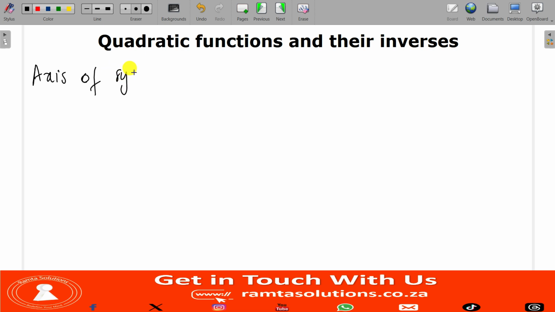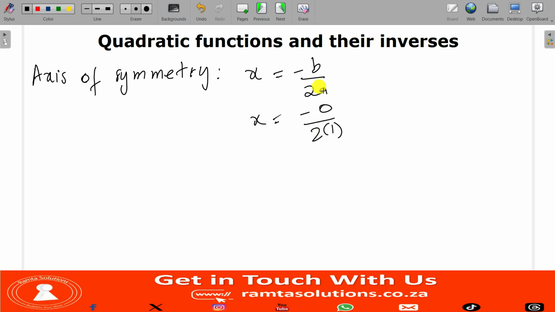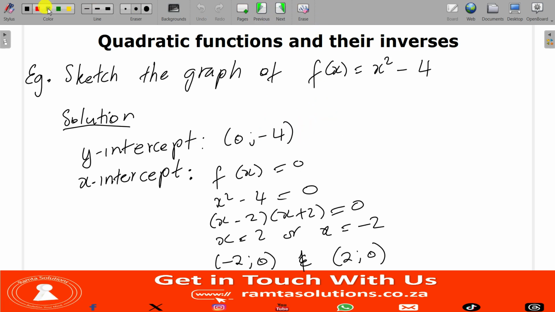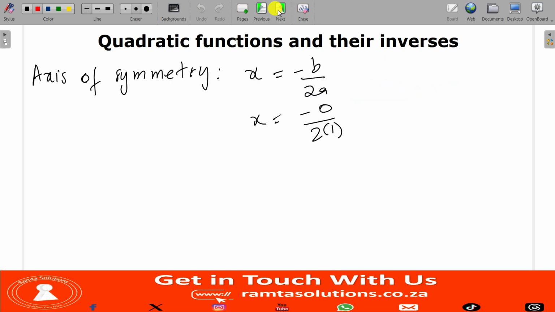Moving on, the axis of symmetry here will be 0, but I will show you. The axis of symmetry, remember we said it has the form x equals negative b over 2a. What is the value of b? It's 0. What is the value of a? It's 1. Let me remind you, just to highlight, a here is 1, b is 0, c is negative 4. So, axis of symmetry is 0.